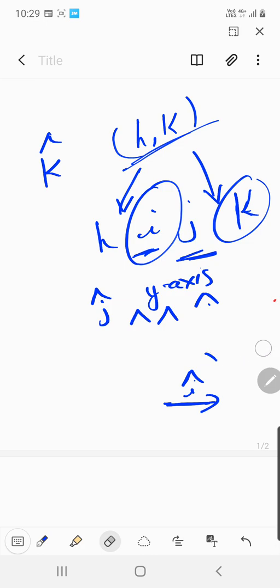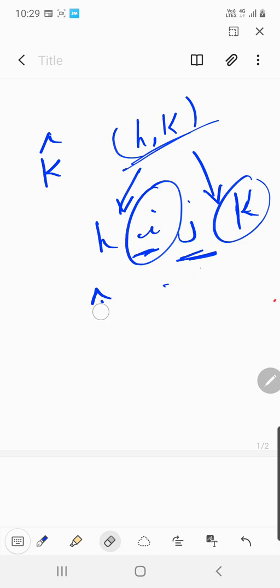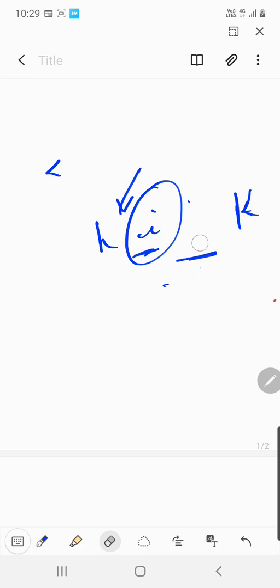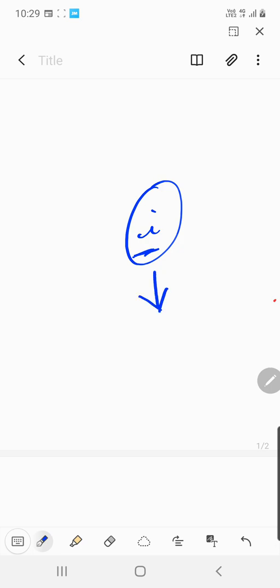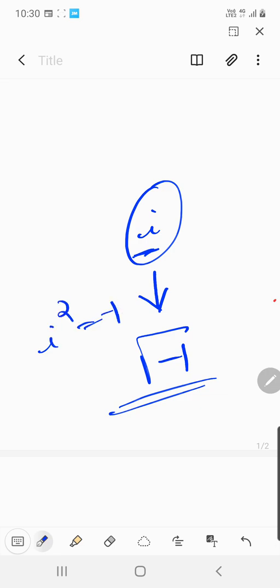Complex is better thought of as imaginary. And i is square root of minus 1. i square is minus 1.